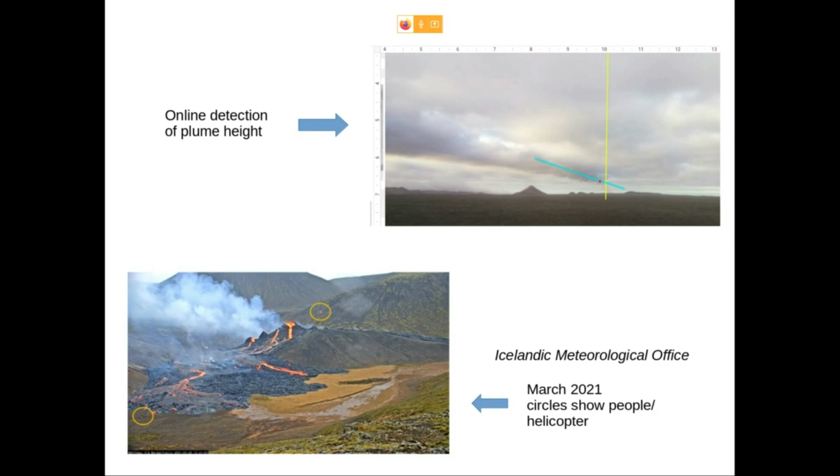And just another picture there on the left-hand panel, just to give you an idea of the scale. The top circle shows a helicopter, and the bottom circle shows a group of tourists. So it became quite the tourist attraction in its early phases.